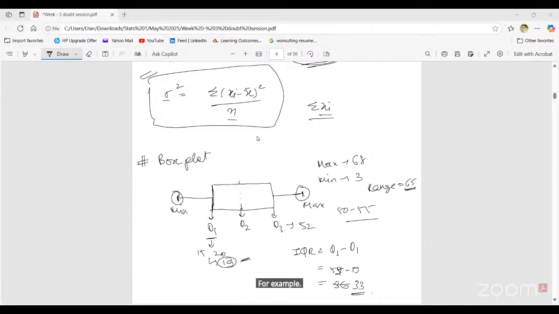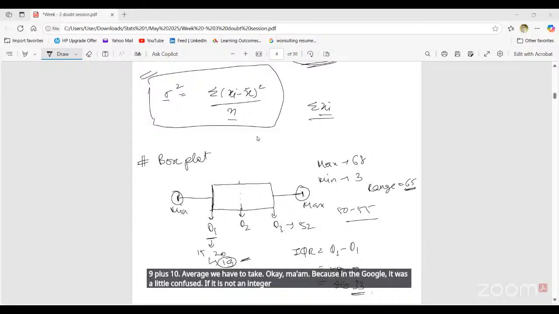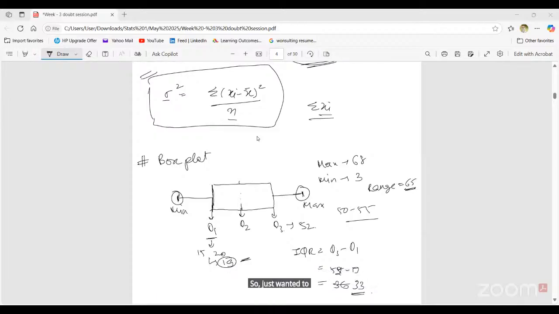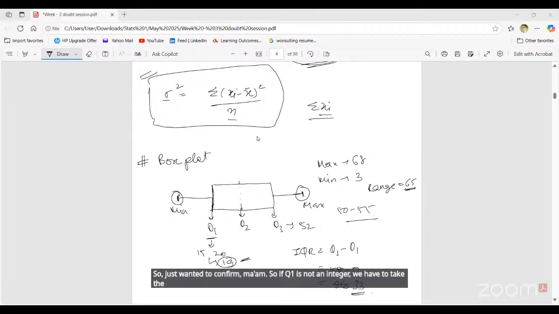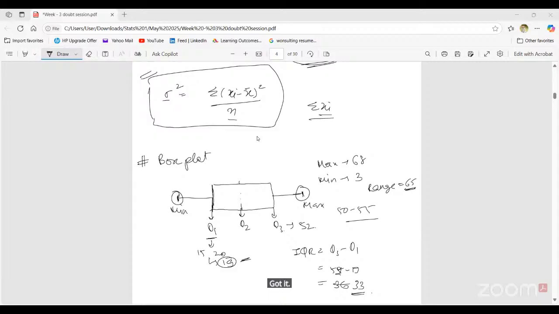If it is an integer, for example if I am getting 9, we have to take the 9th and 10th data and take the average. Because on Google it was a little confusing. I have seen that if it is not an integer, we take the two data points and average them. So just wanted to confirm: if Q1 is not an integer, we take the next highest integer, and if it is an integer, we take the average. Correct. Okay. Thank you, ma'am.